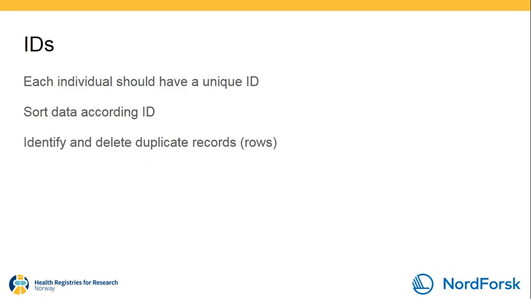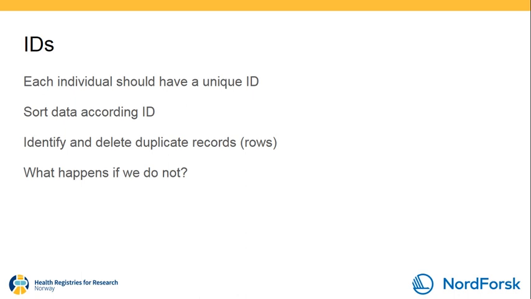Okay, so let's start with IDs. In a data set, normally each individual should have a unique ID. One approach that's kind of common to do is to sort the data according to this ID. Often you can just look with the naked eye and see that there are problems. But if you have millions of records or rows, then it's not necessarily that easy to just look at the data and discover if something's wrong. Still, you should identify and delete duplicate rows, so rows with the same ID number.